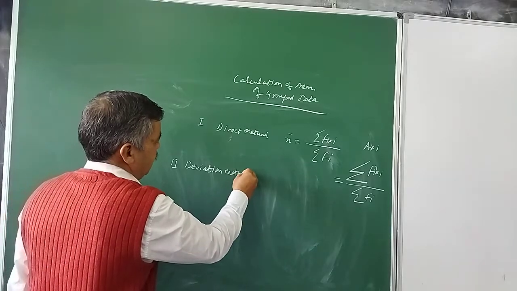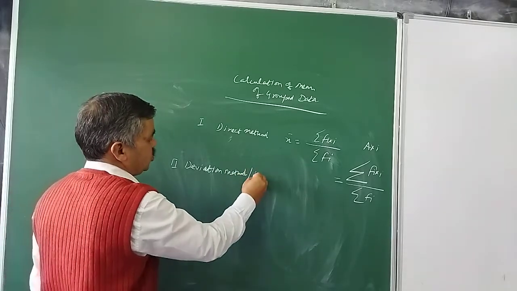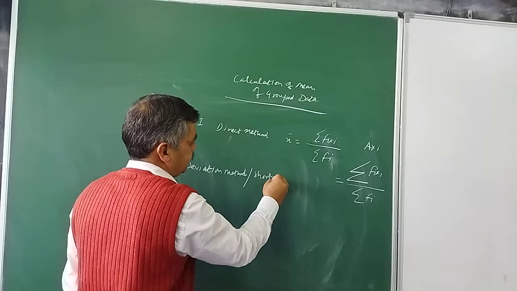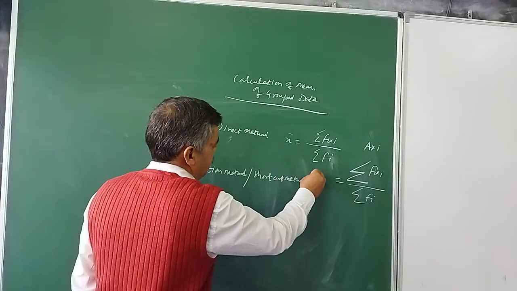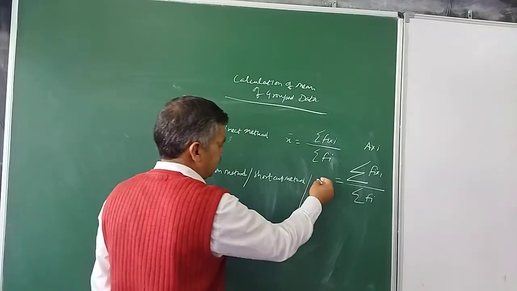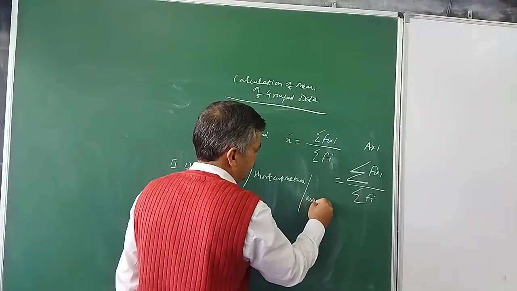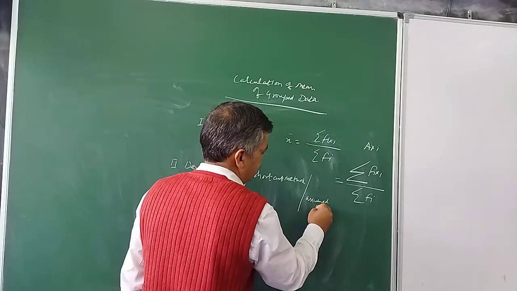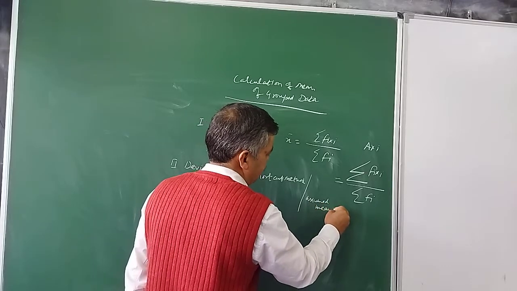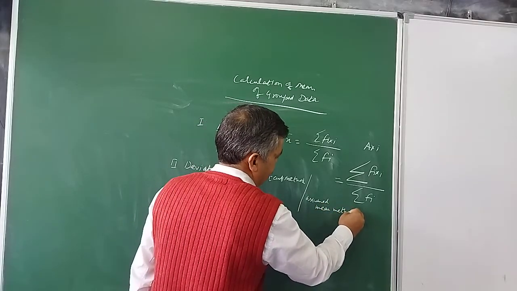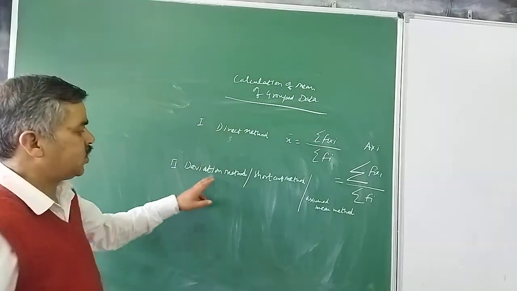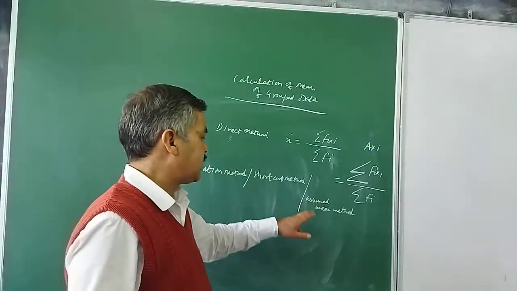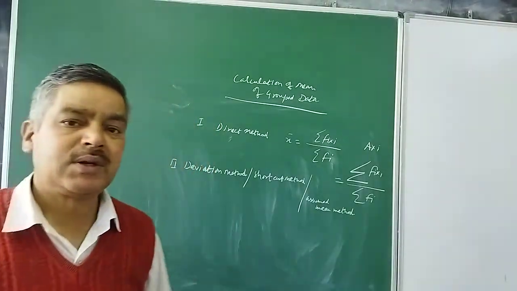Sometimes we call that the shortcut method, or sometimes the assumed mean method. There are three names you can give to this second method: deviation method, shortcut method, or assumed mean method.